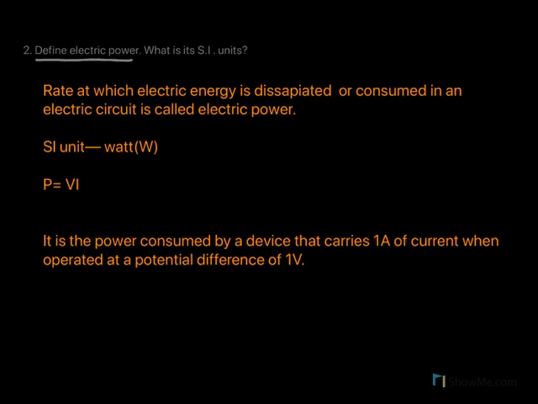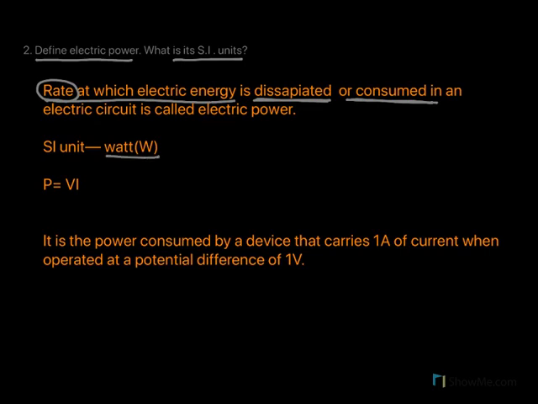Define electric power. What is its SI unit? Now power is also the rate of doing work. So the rate at which electric energy is dissipated or consumed in an electric circuit is called electric power. So how much energy is consumed per second is power. I repeat again, the rate at which electric energy is dissipated or consumed in an electric circuit is called electric power. So the important word here is rate at which. The SI unit of power is watt.